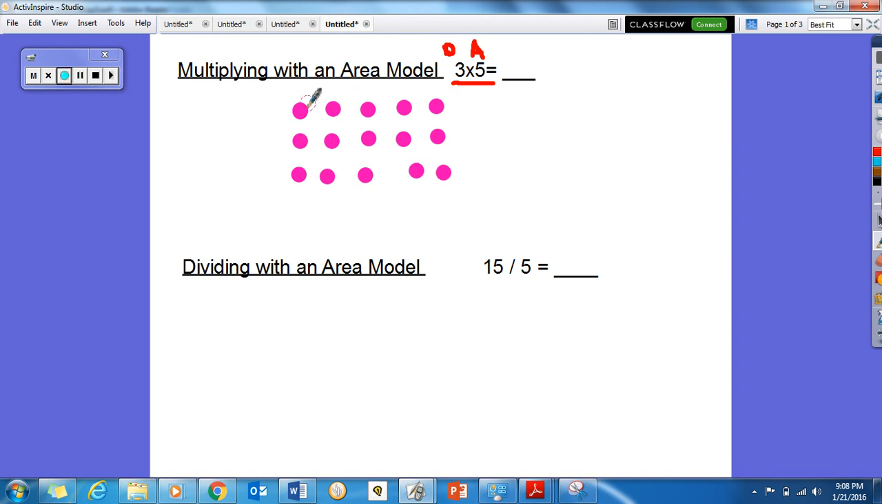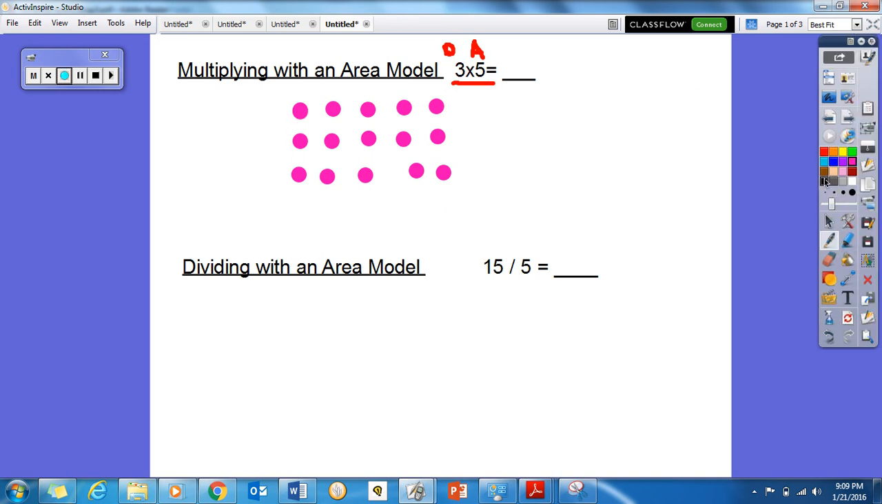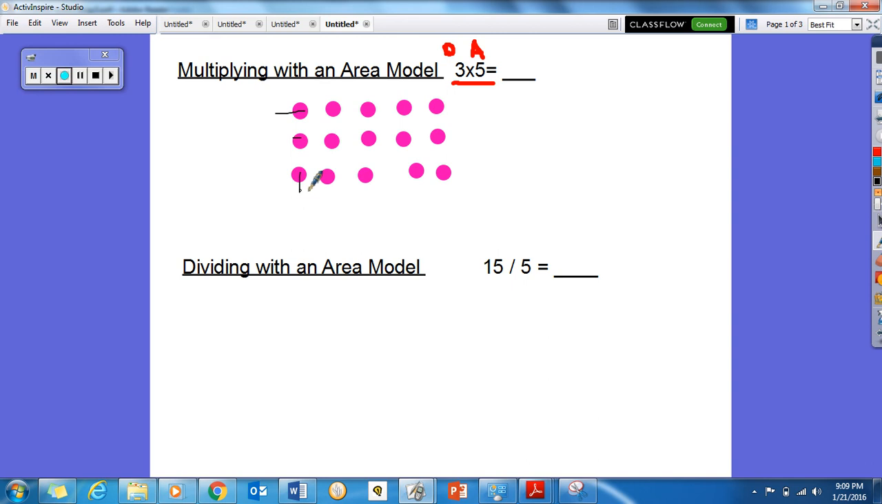So in every row I should have 1, 2, 3, 4, 5. So I should have 3 down every time and 5 across. And there's 5 there, 5 there, and 5 there. So when I have 3 down and 5 across, let's see how many we have at all. I'm going to mark it off when I count it so I remember that I've counted it. 1, 2, 3, 4, 5, 6, 7, 8, 9, 10, 11, 12, 13, 14, and 15. So 3 times 5 is 15.